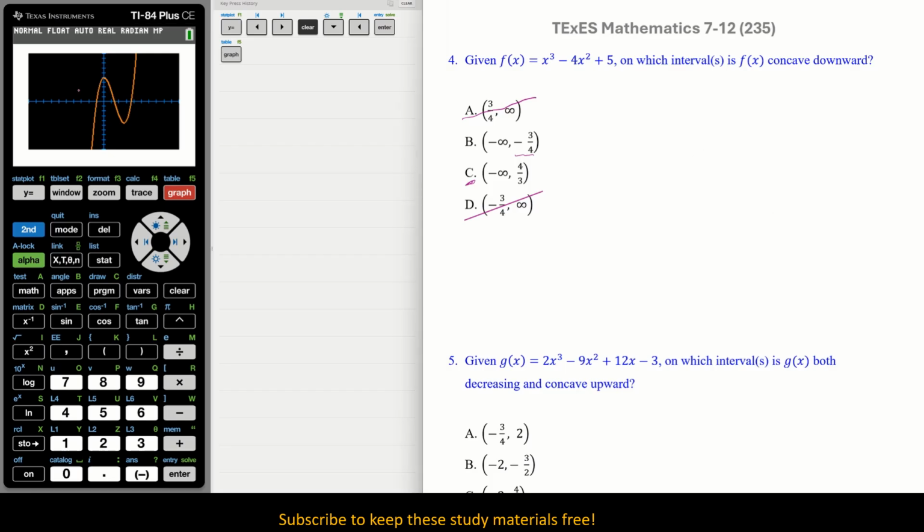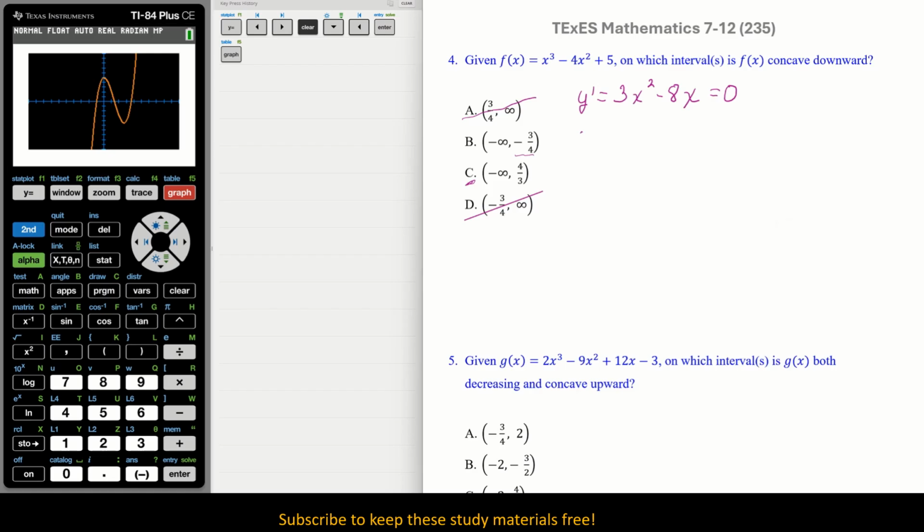All right, so this is what we need. We need to get y prime, okay? And that's 3x squared minus 8x, okay? Set that equal to 0, all right? We're looking for our point of inflection, okay? Oh, no, that's not 8. Yes, it is.